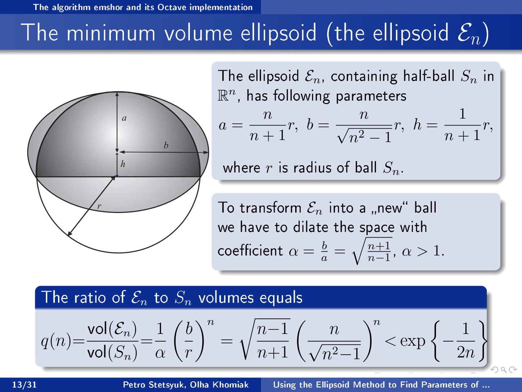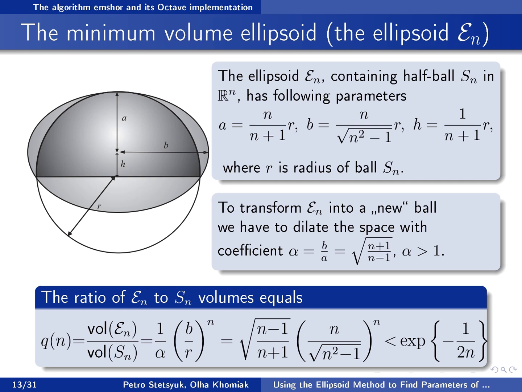It is related to the description of an ellipsoid of minimum volume built around a hemisphere in n-dimensional space, in which the point we are looking for is localized. We will denote this ellipsoid by the symbol En, and the sphere of radius R itself by the symbol Sn. The ellipsoid En has a flattened shape in the direction of the short semiaxis a, the length of which is equal to n divided by n plus 1 times r and is smaller than the radius of the sphere. The length of the major semiaxis, of which there are n-1 in total, is greater than the radius of the sphere and is equal to n divided by the root of n squared minus 1 times r.